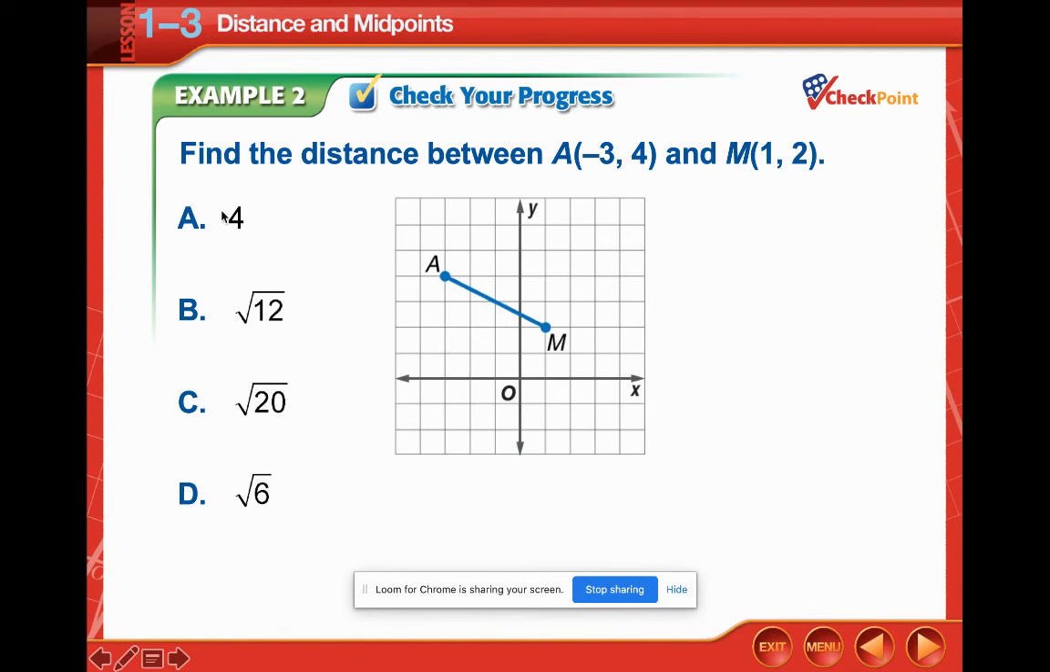So we know A is incorrect. We know B is incorrect. We know D is incorrect, so it's got to be C. That's the only one larger than the 4.